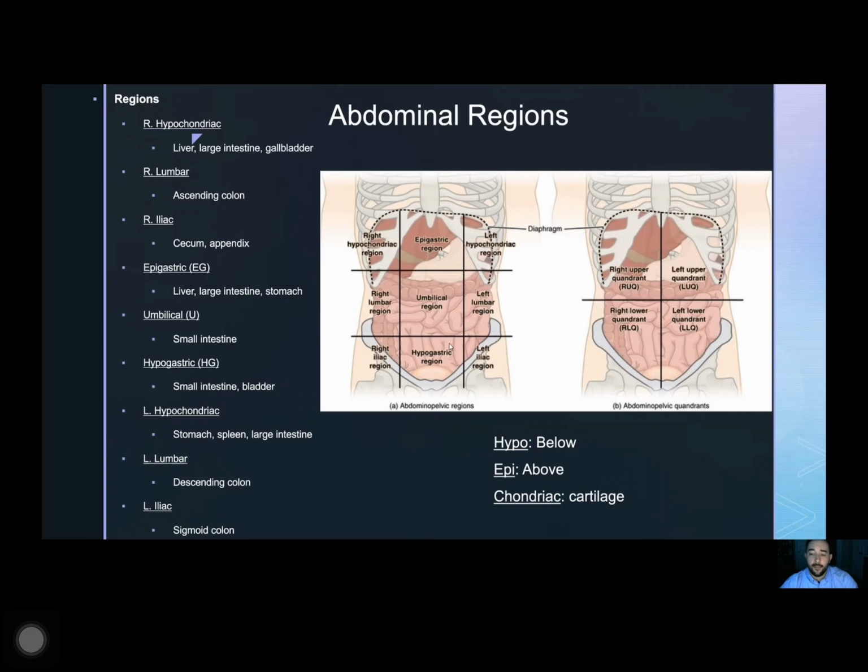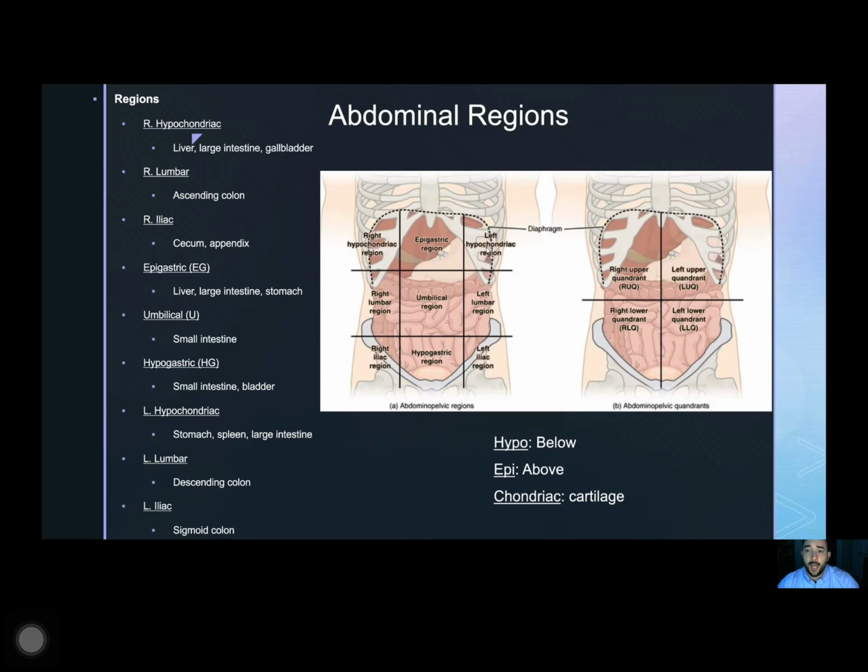As you can see down at the very bottom, we have a few words to help you figure out what you're trying to remember and memorize here. So you can see that hypo means below, and then epi means above. An example of hypo would be if you are hypotensive, that means you have low blood pressure. The opposite of that being hypertensive, you have too high of a blood pressure. So hypo means below. Epi is another way to say above. And then chondriac refers to cartilage.